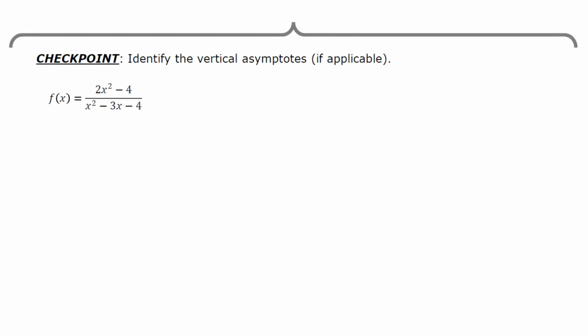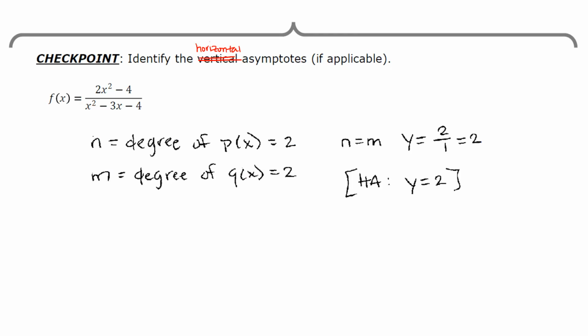All right, it's your turn. Checkpoint time. Identify the horizontal asymptote for this function. All right, the horizontal asymptote that you should have gotten is the equation y equals 2.